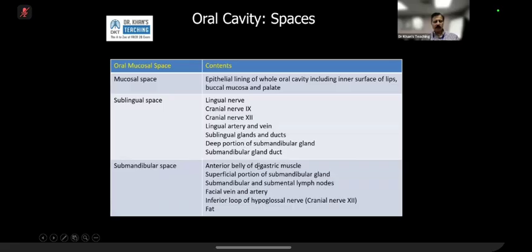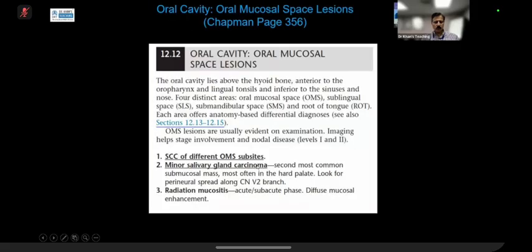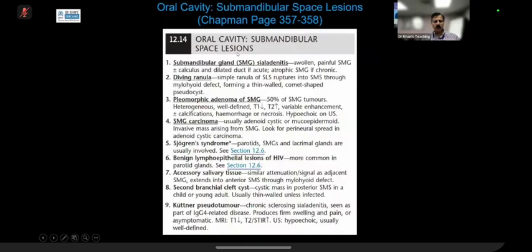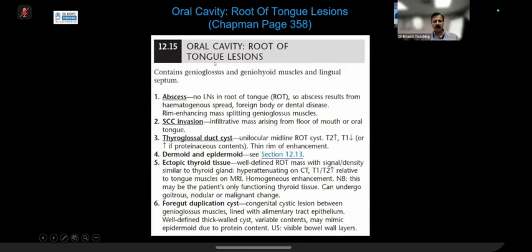So, few other points. Anterior belly of digastric muscle is a part 1 question. I'll show you what it is. Now, if you see your Chapman, the differential diagnosis in the oral cavity has been divided into 4 actually. And this also tells you the concept. Oral cavity 12.12, oral mucosal space lesions. Then 12.13, oral cavity sublingual space lesions. Then 12.14, submandibular space lesions. So this is submandibular. And then finally, there is root of tongue lesion.